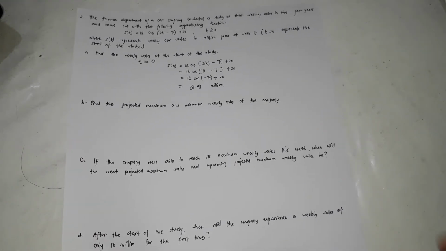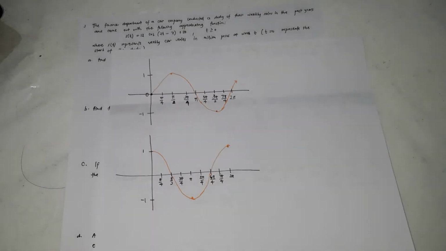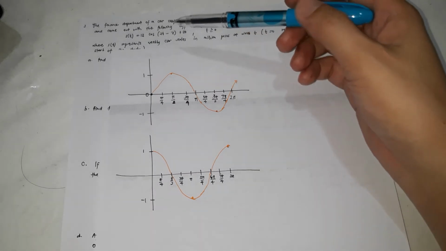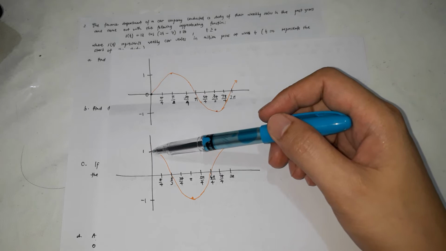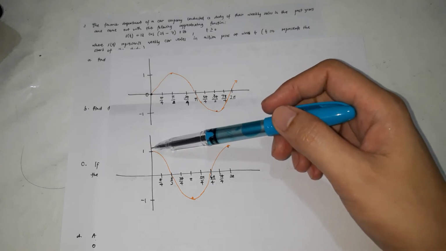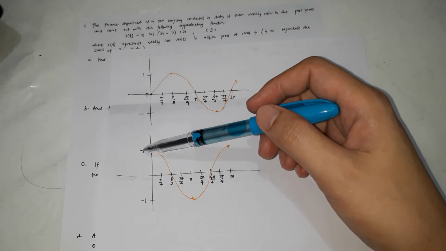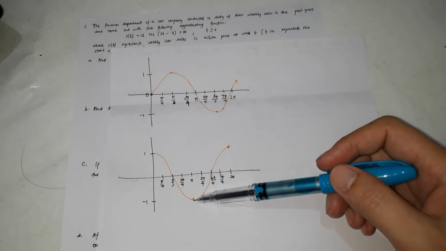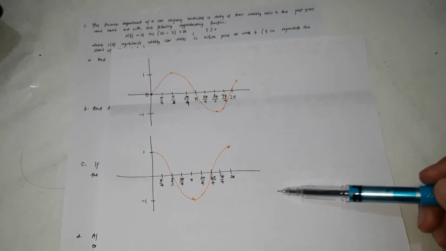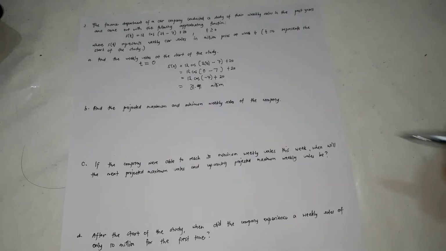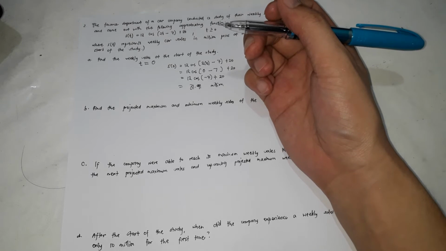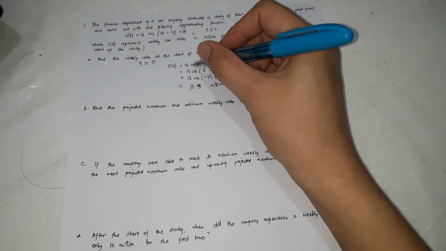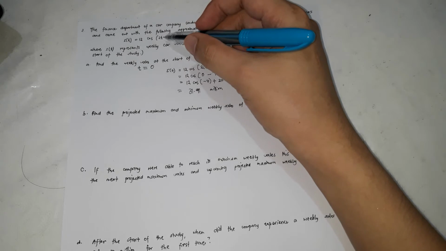So the next is find the projected maximum and minimum weekly sales of the company. If you're going to take a look at the graph, because it's in cosine, the graph would be like this. There would come a time where they're going to have the highest sale, where the value of cosine is 1, and the lowest sale, and the highest sale again, lowest, highest, lowest, highest. So for us, the highest sale would be when the value of cosine is equal to 1.